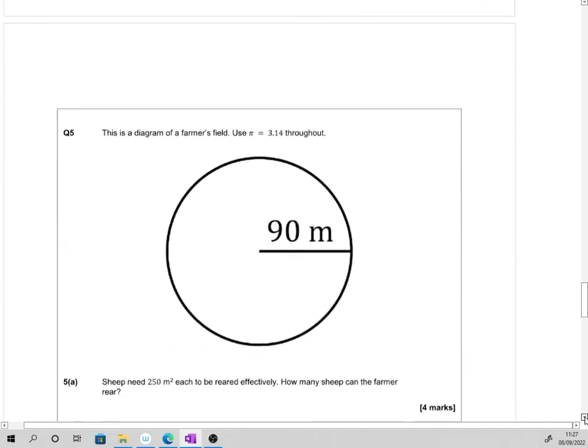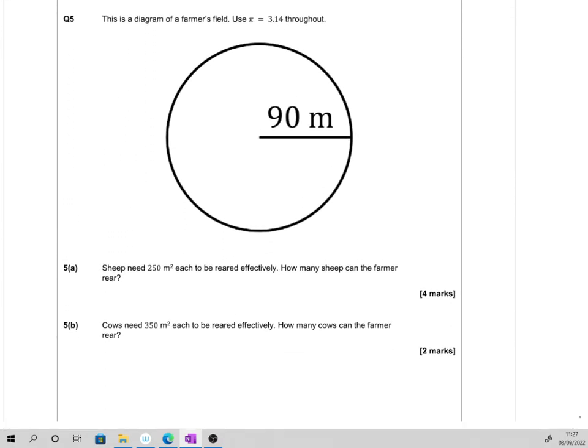Right, what else have we got? Oh, a big circle. Here's a farmer's field. Sheep need 250 square meters each to be reared effectively. How many sheep can the farmer rear? Right, so we want to find the area of that. So area equals pi r squared, which is 3.14 times 90 squared, which is 25434 meters squared.